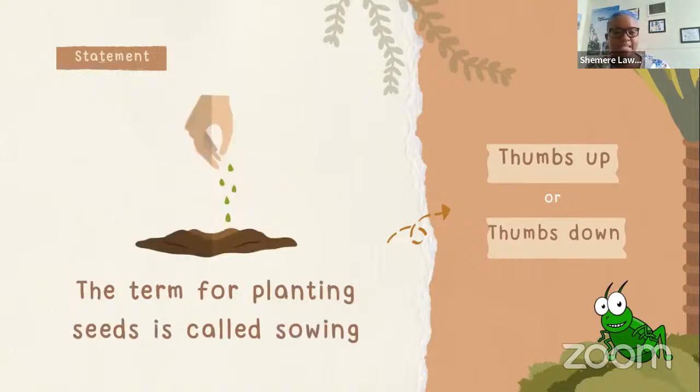The next one is the term for planting seeds is called sowing. Thumbs up or thumbs down. Remember, thumbs up is true, thumbs down is false. Thumbs up. Anybody else? 2 thumbs up so far. All right, thumbs up is correct.